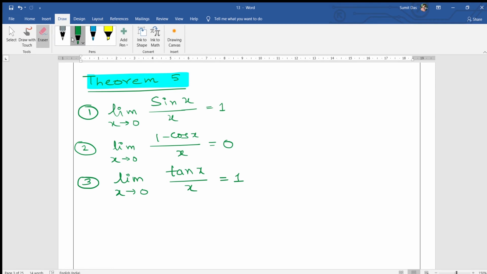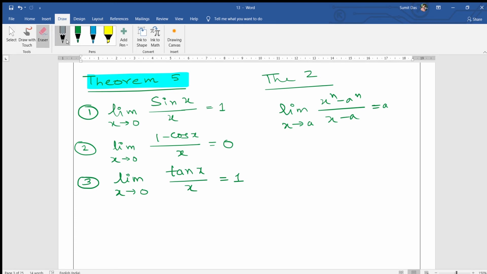These three and the previous one, theorem 2, that is limit x tends to a of x to the power n minus a to the power n by x minus a, equal to n a to the power n minus 1. These four, in this exercise 13.1, are the most useful formulas. Understood? Then we can go to some exercise questions.